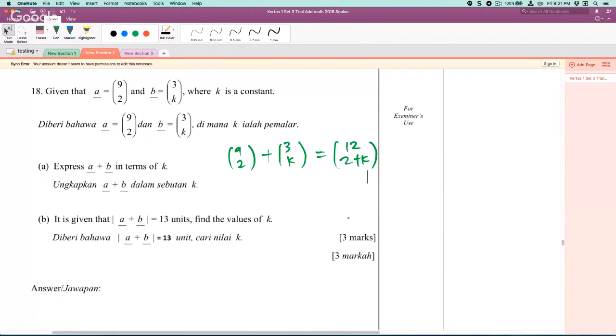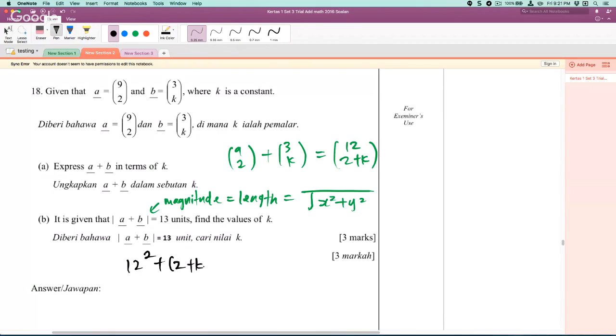All right, and then the question tells me the magnitude of A plus B is equal to 13. I say the magnitude here actually means length. Length actually means Pythagoras, which is x squared plus y squared. You must understand what is the meaning of magnitude in this topic. So therefore, since the question says 13, I know the square root of 12 squared plus (2 plus k) squared will get 13. Okay, just do the Pythagoras.